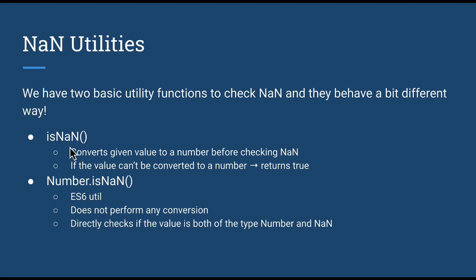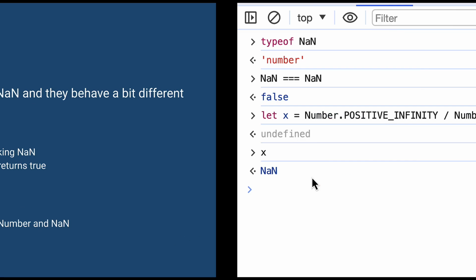If I consider isNaN, it will convert the given value into a number before checking for NaN. So it may give some weird results. But when it comes to the Number utility function isNaN, it doesn't perform any conversions. So it will directly check the given value is both of type number and NaN. So if it is not a type number, it will return false. I'll show you in the example.